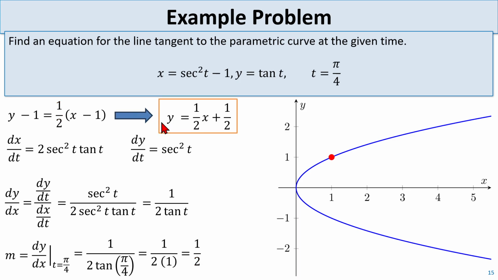You can also write it in the slope-intercept form. You would just add the 1 to the other side and distribute this 1/2 and get this. Once it's in slope-intercept form, you can easily create the graph of this line. It's got a y-intercept of 1/2, and it's going to have a slope of 1/2. So this is what the graph of the tangent line looks like.